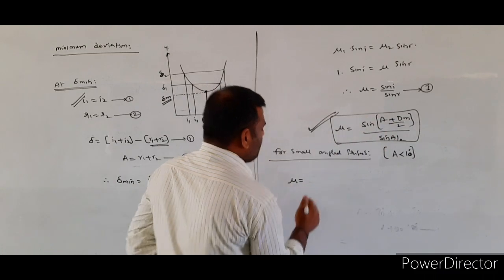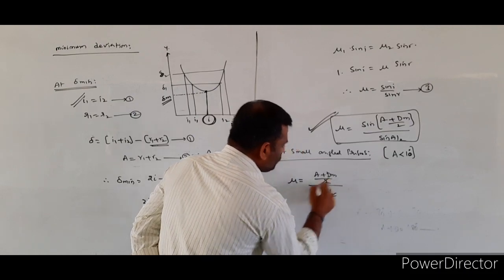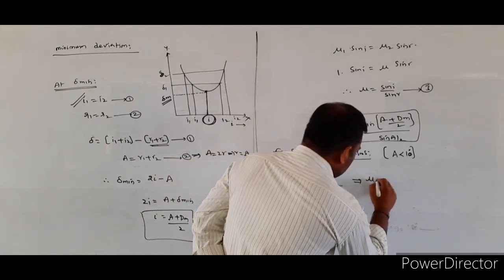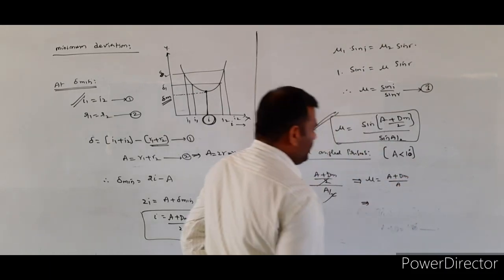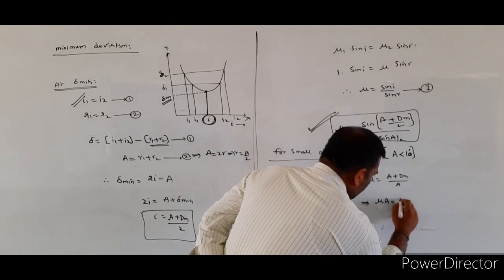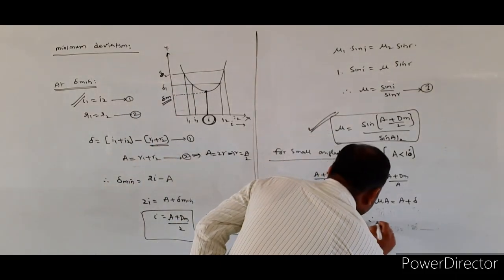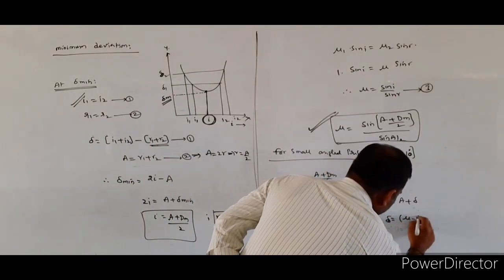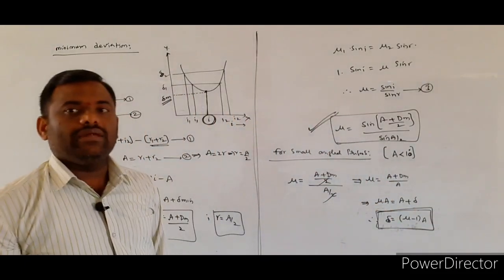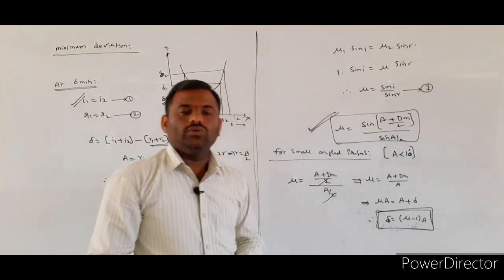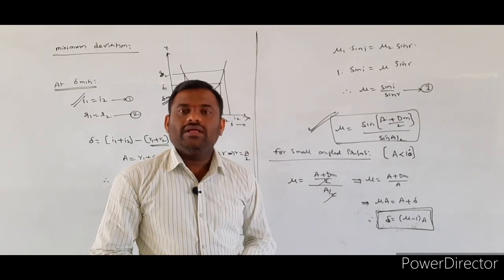So for small angled prisms, the refractive index mu is equal to, taking sin theta as theta, (A plus dm) by 2 divided by A by 2. The 2 gets cancelled. Therefore, mu is equal to (A plus dm) by A. If you cross multiply, you will get mu into A is equal to A plus delta, where we took the small angle of deviation. Therefore, the angle of deviation for small angled prisms is given by delta is equal to (mu minus 1) into A. So this is about the concept of prism.